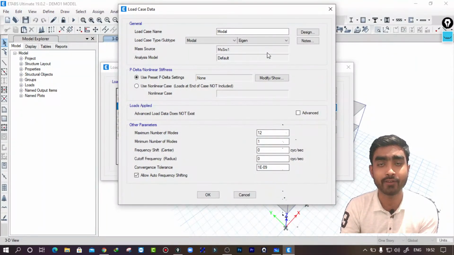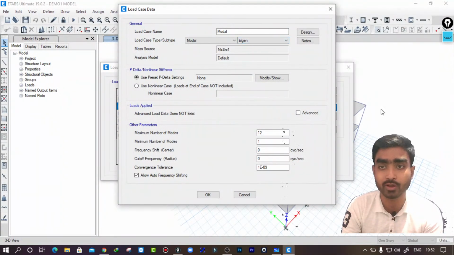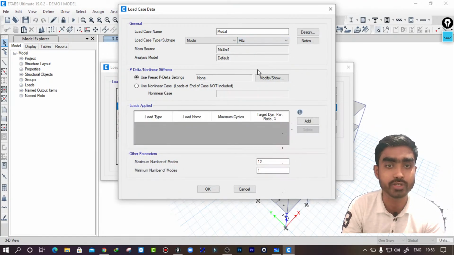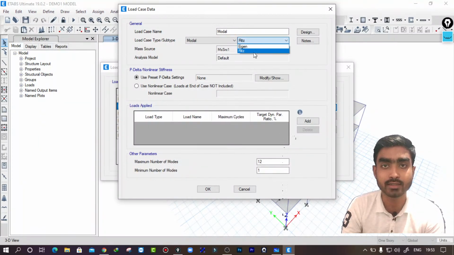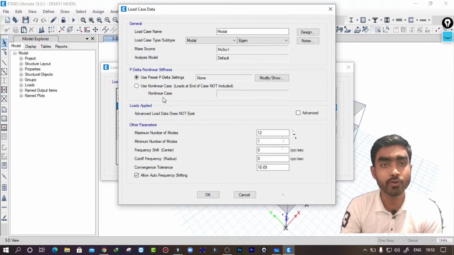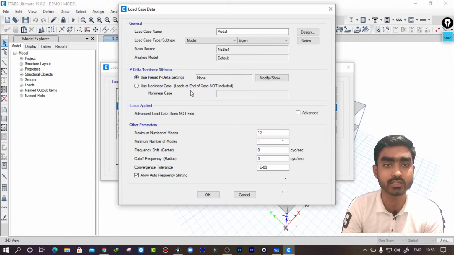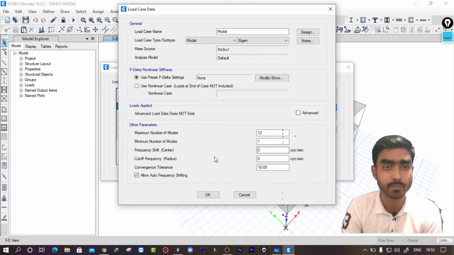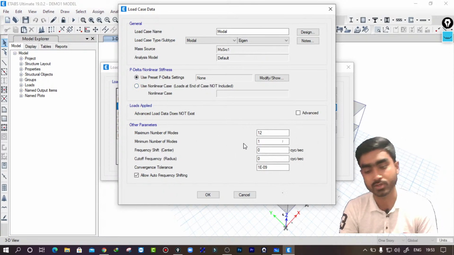Here I have selected eigen vector because my structure is a very simple structure, so I don't need Ritz. If you want, you can go with Ritz. There is no issue. So let's select eigen here. Here you have the geometric non-linearity option, which is P delta. I'll explain later how P delta works. Here I'm going to take none for this structure, and then the maximum number of modes.